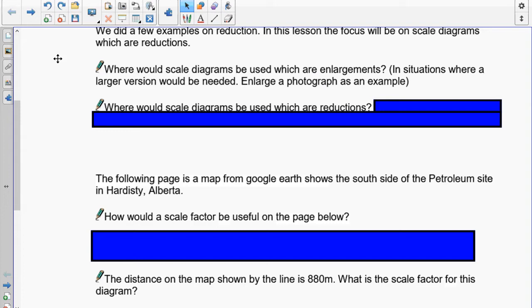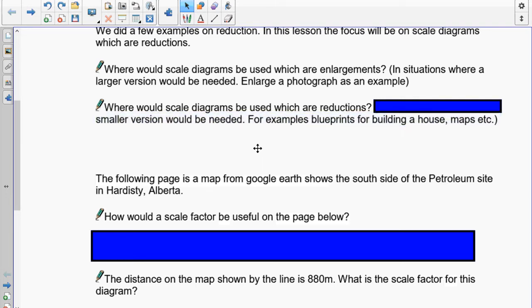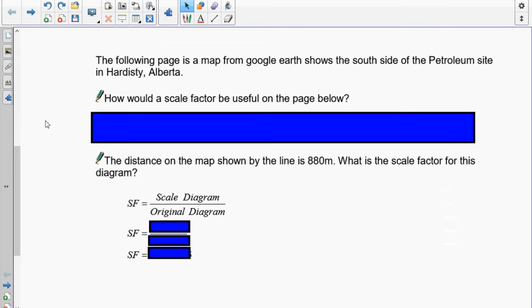Now, reductions are always when you want to take something very, very large and fit it on a piece of paper. So what that means is, a lot of times this is done in architecture. You'll take a drawing of a house, or you take a drawing of something you're going to build, which is very, very large, and you would reduce it down so that it would fit on your paper. Blueprints are what we normally call building plans for a house. Okay, so let's take a look at an example here.